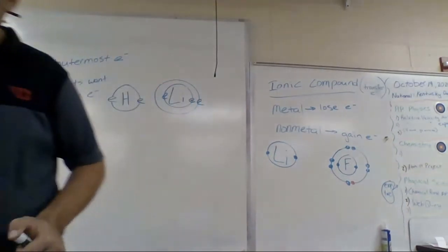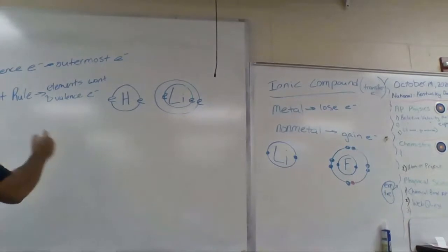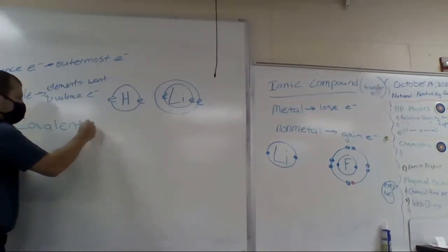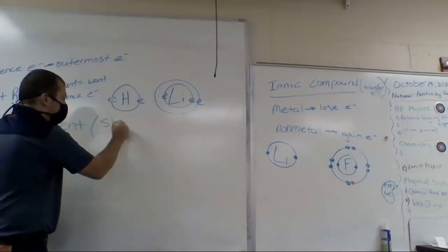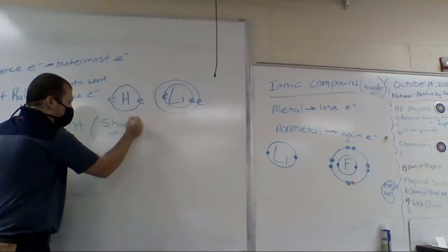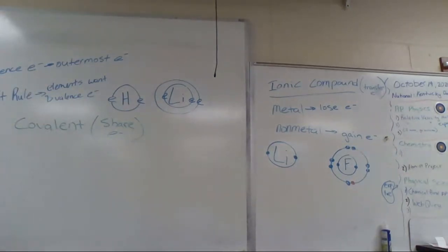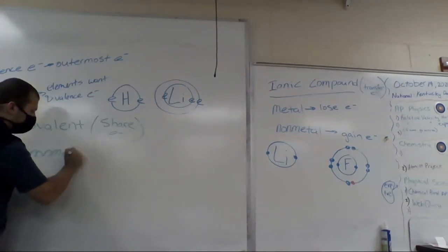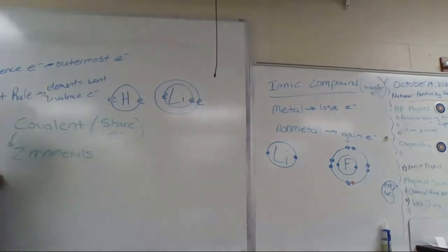Now, we're going to move on to covalent bonds. Covalent bonds, they share electrons. And these occur between 2 or more nonmetals.